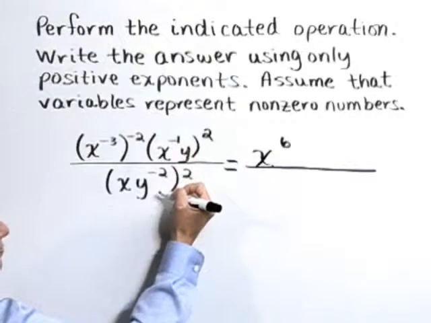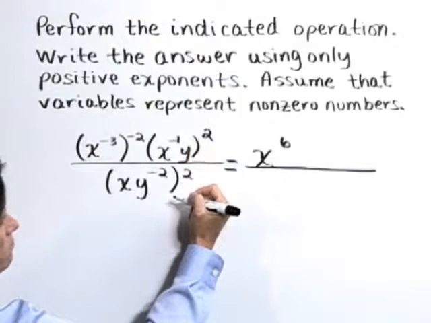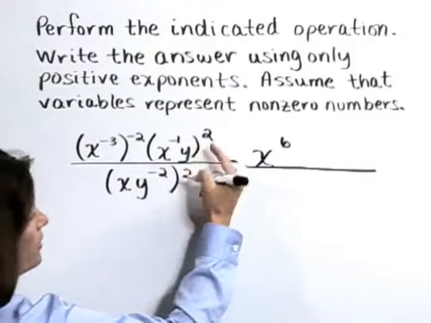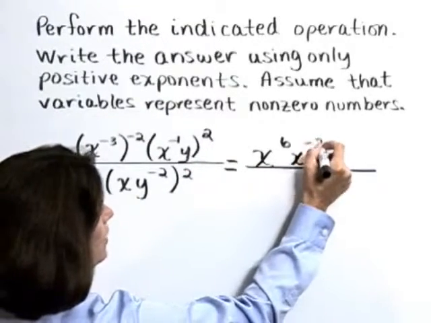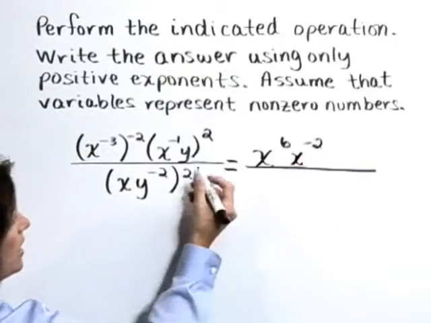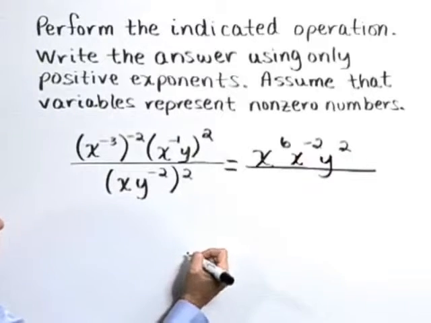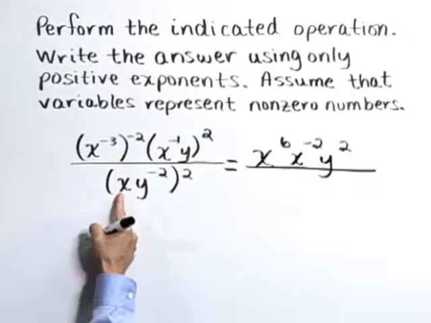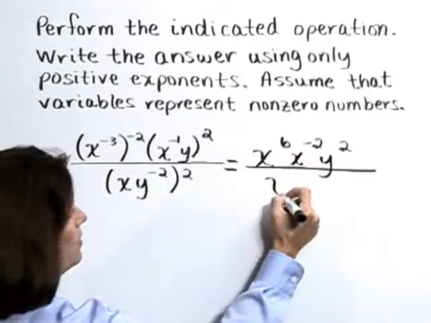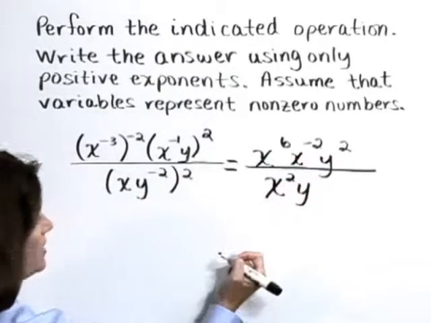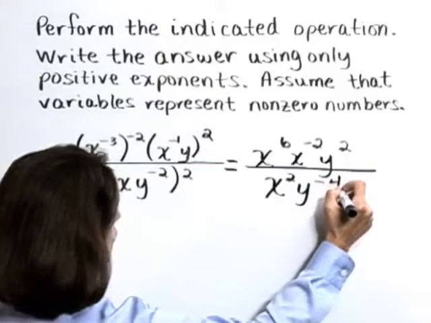With our second factor, we're going to raise each of these to the second power. X to the negative 1 raised to the second is x to the negative 1 times 2, or negative 2 power. And we also have y to the second power. Now for the denominator, raising each of these factor pieces to the second power gives x squared times y to the negative 2 times 2 is the negative fourth power.